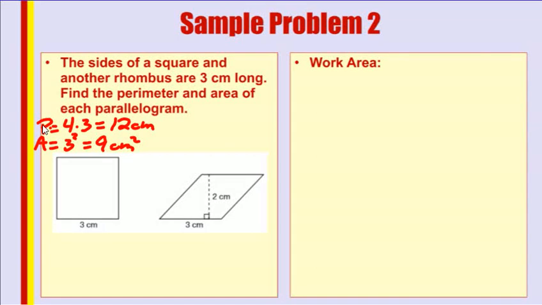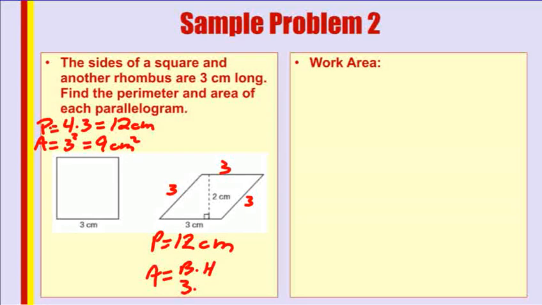For this rhombus here, find the perimeter. If all the sides are 3, that means this is 3, this would have to be 3, this would be 3, this would be 3. So here we would have a perimeter of 12, because you would have four groups of 3. And then to find the area, so this is 12 centimeters, take the base times the height, the base being 3, the height being 2. 3 times 2 is 6, so 6 square centimeters.